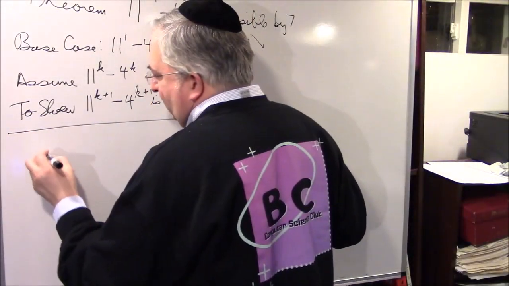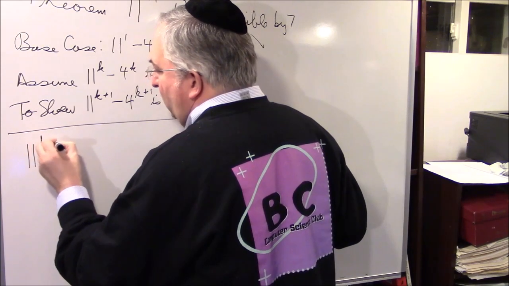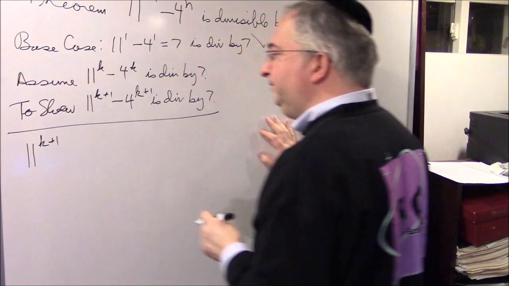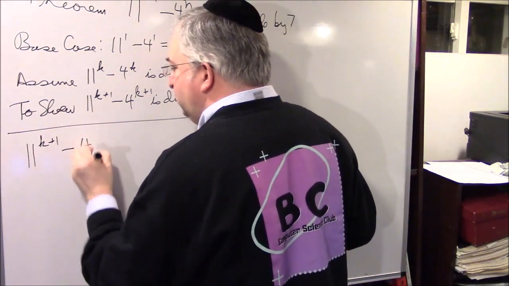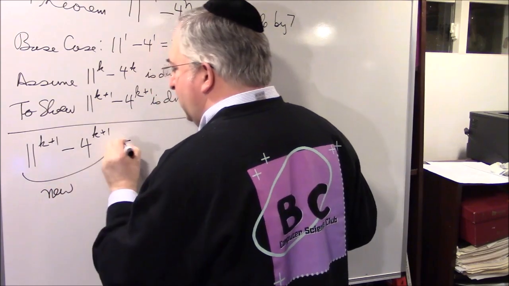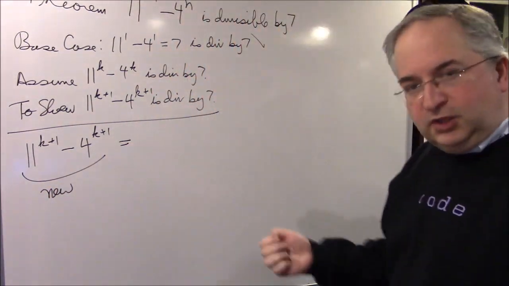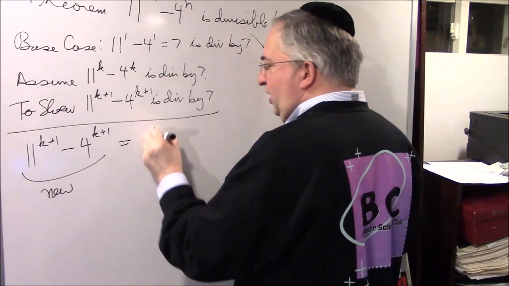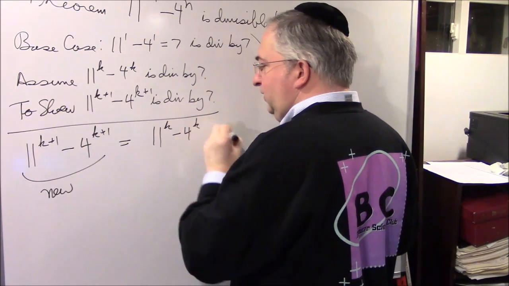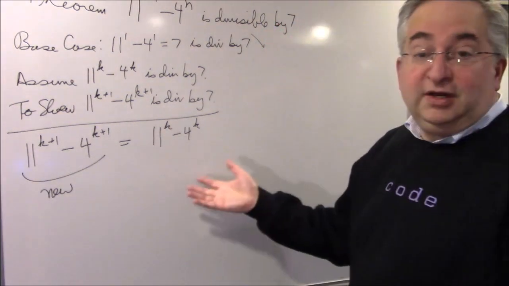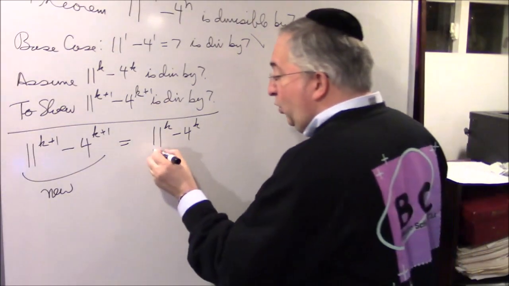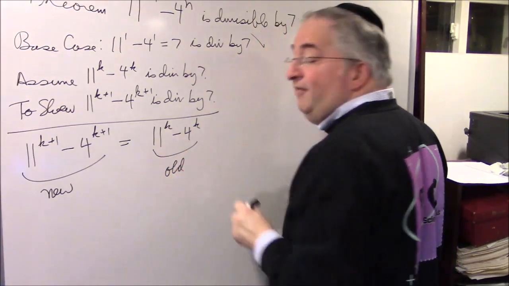The answer is as follows. 11 to the k plus 1 minus 4 to the k plus 1. This is the new. I'd like to write it in terms of the old, 11 to the k minus 4 to the k. Now, that is definitely not true. So this is the old. We need to fix it.